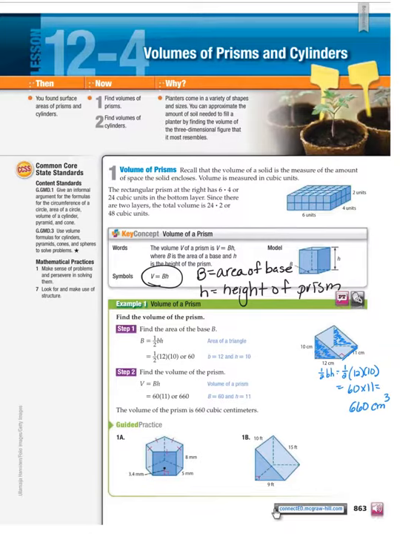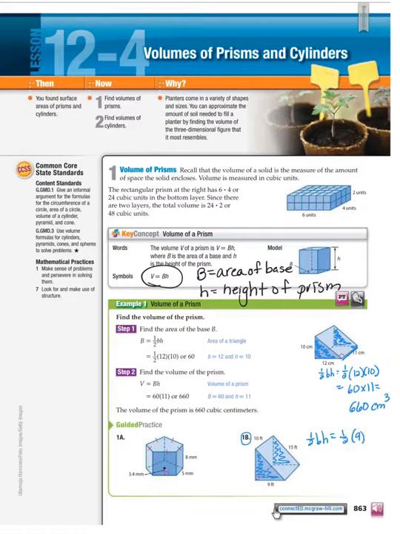Okay? Why don't you look at 1B below and try to do it. Take a pause and try to do it like we just worked example 1. Alright, I need to find the area of my base, and I know that these are my bases. So I'm going to use one of those. They're triangles, so I'm going to have 1/2 the base times the height.